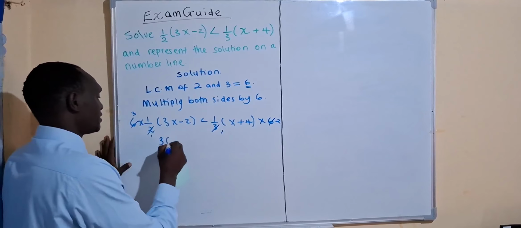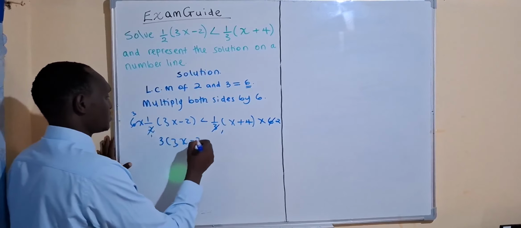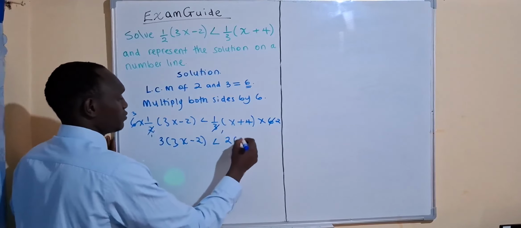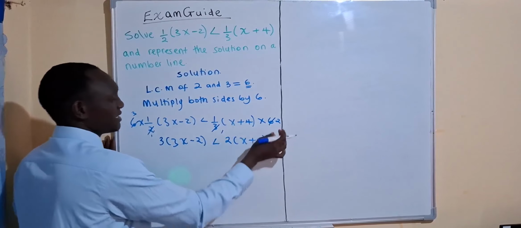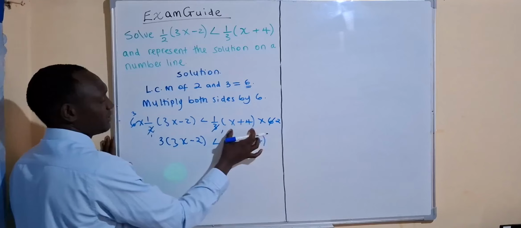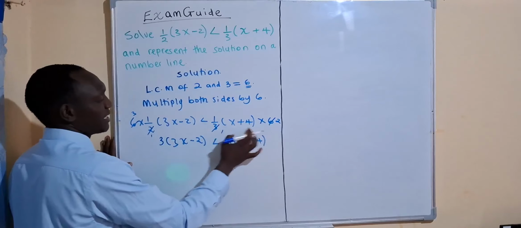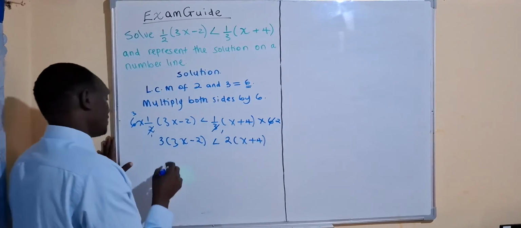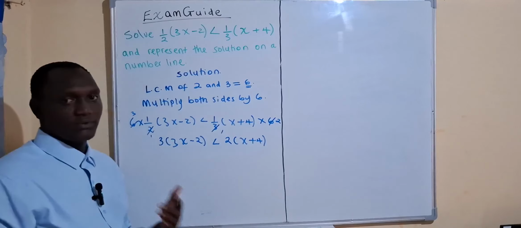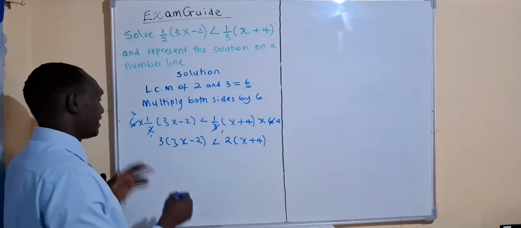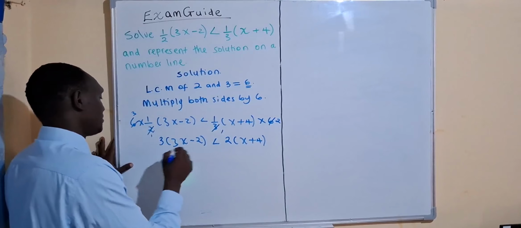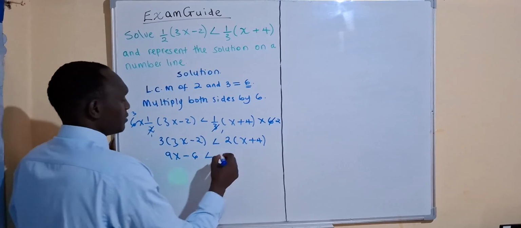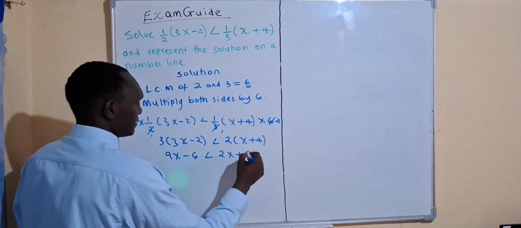That means here we'll be left with 3(3x − 2) < 2(x + 4). This is just a multiplication. It is 2 times, this one we shall treat like a single term, times 2. So I can begin with 2 first. If I'm opening the brackets, that is, expanding to further simplify it, I will say 3 times 3x gives us 9x − 6. This is less than 2x + 8.